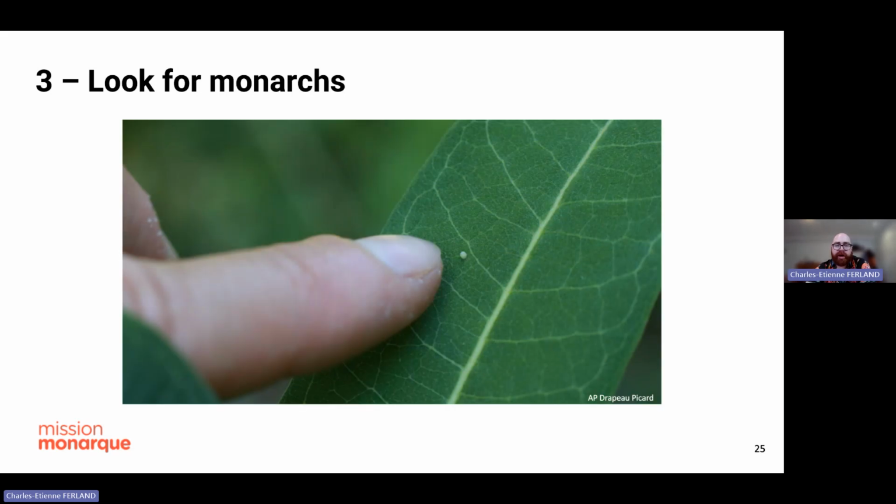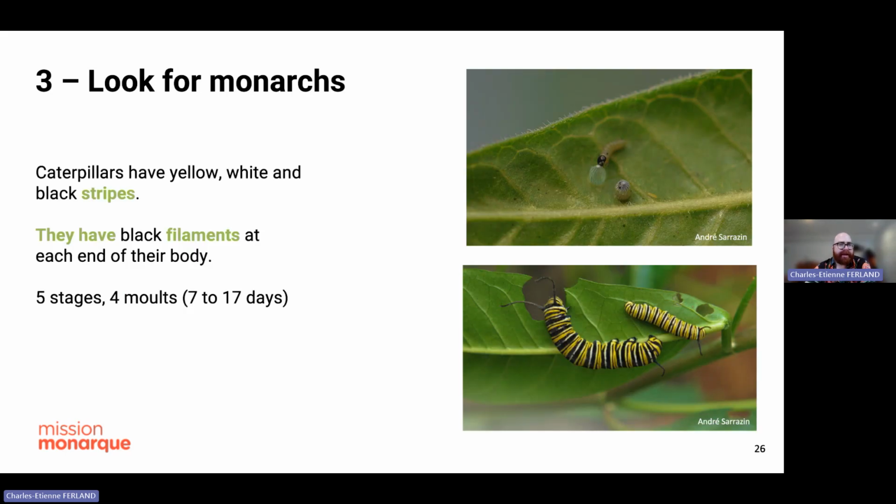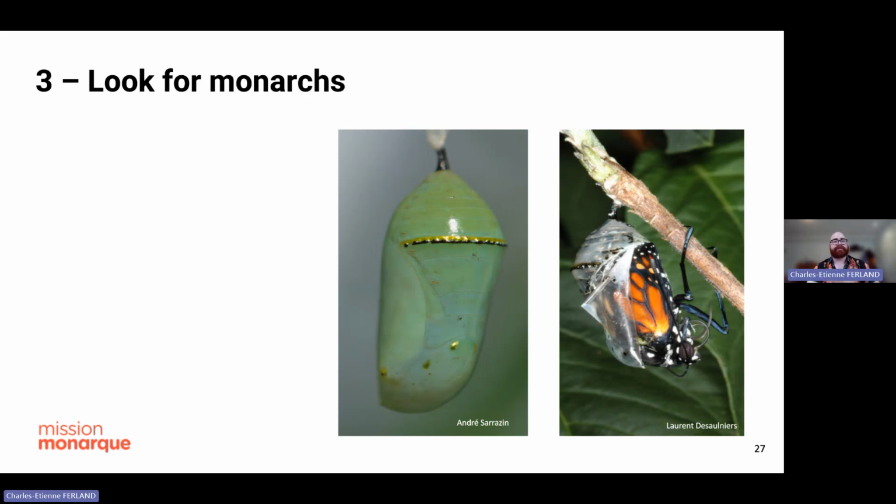Here's a picture of a monarch egg next to a finger just to show you how small it is. Some people like to take a hand lens or a magnifying glass to look at leaves. Now, the caterpillars, they have yellow, white, and black stripes. They're very recognizable with their black filaments at each end of the body. They go through 5 developmental stages. They molt 4 times, and this stage usually lasts from 7 to 17 days.